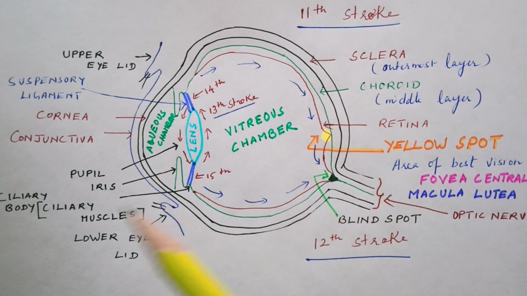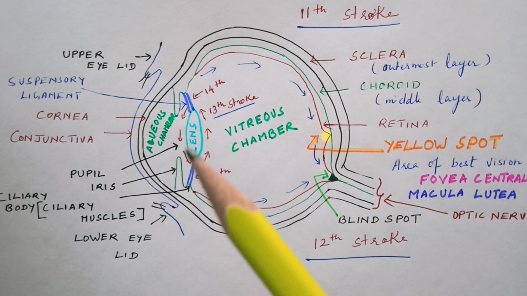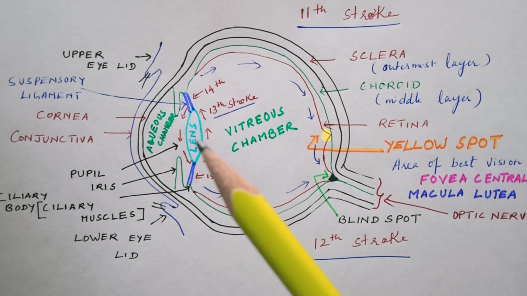Next we see here the ciliary body. Ciliary body is made up of ciliary muscles. The contraction and relaxation of these ciliary muscles help the lens to change its shape for near and far vision. That is, it helps in the process of accommodation.